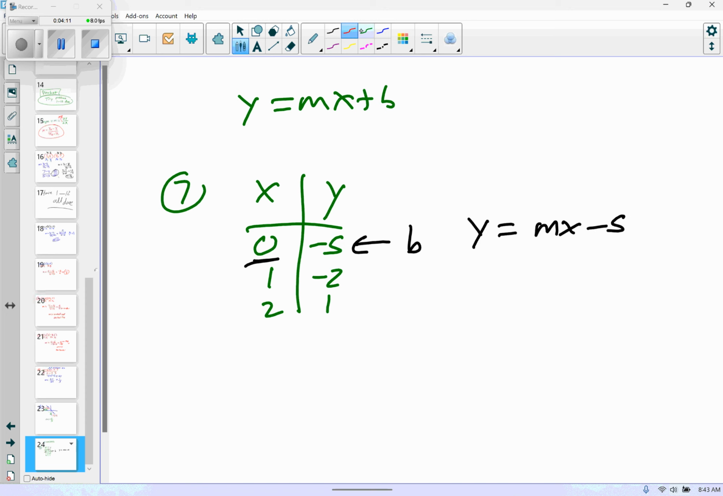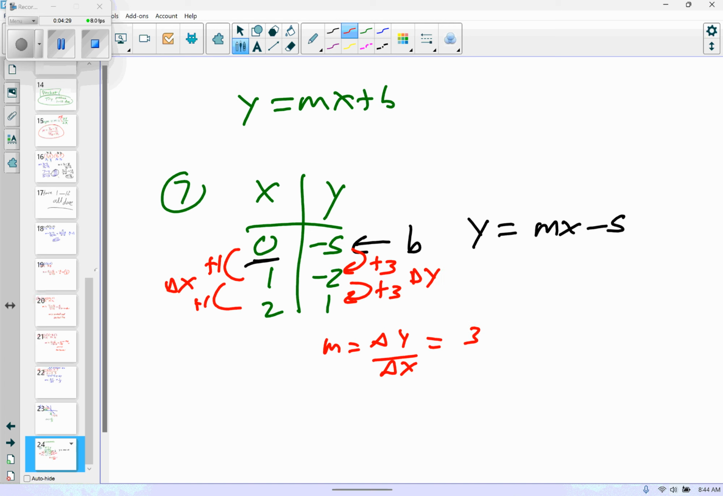If I wanted to find my slope, I could say, oh, well, I add 1 each time here. Here I add 3. So I have a pattern. Remember, slope is the change in y over the change in x. This is the change in y. This is the change in x. So my slope to this is going to be 3 over 1, which is just 3. So I'm going to take that 3, plug it in there. So my equation is y equals 3x minus 5.